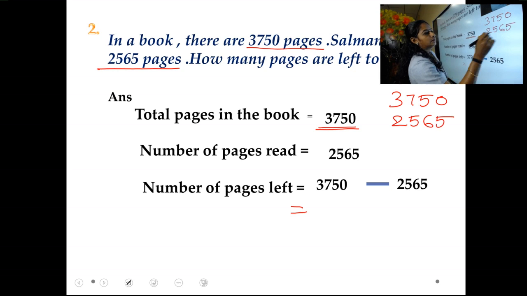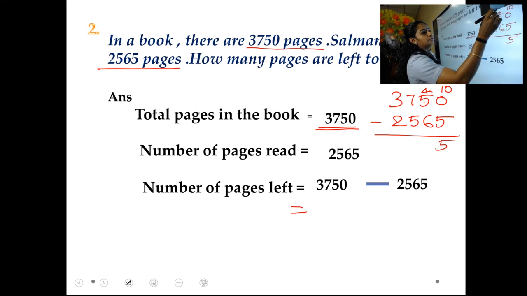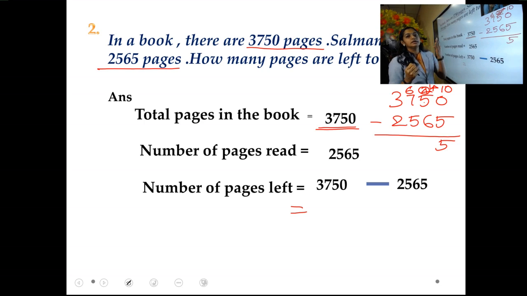Okay, write down. So 0 and 5, 0 is smaller. Borrow from here, 0 became 10 and 5 became 4. 10 minus 5, 5. Then 4 and 6, 4 is smaller. So you have to borrow from 7. 7 became 6 and 4 became 14. 14 minus 6, backward counting, what will you get? 13, 12, 11, 10, 9, 8.